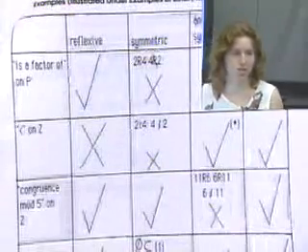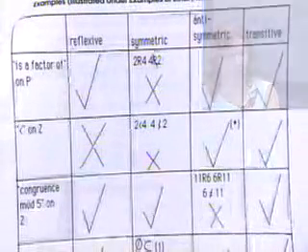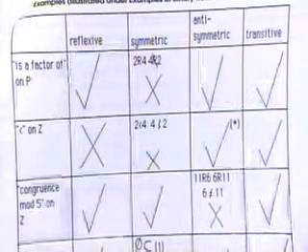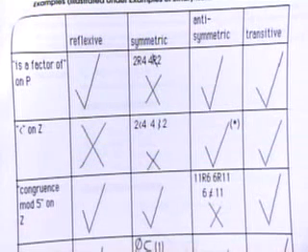So in the packet, we have a page that has a diagram of some examples, and it tells you some of the properties of them. So we've done "is a factor of" in class, right? And "is a factor of," what kind of relation was that? It was a partially ordered set, right?